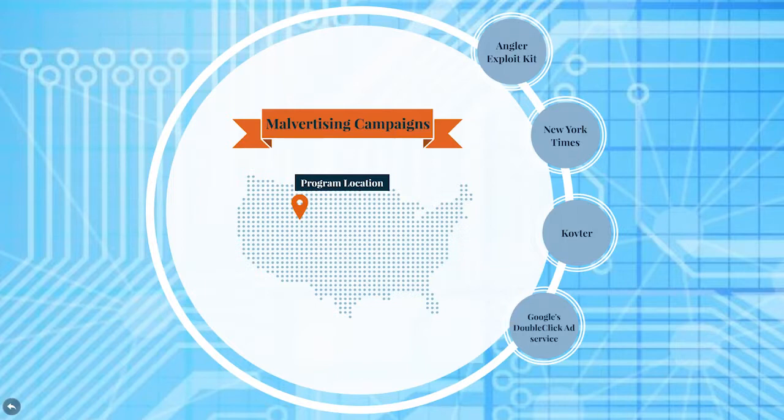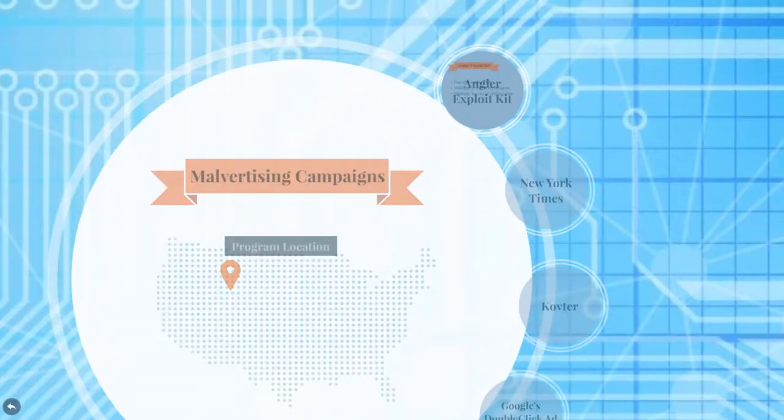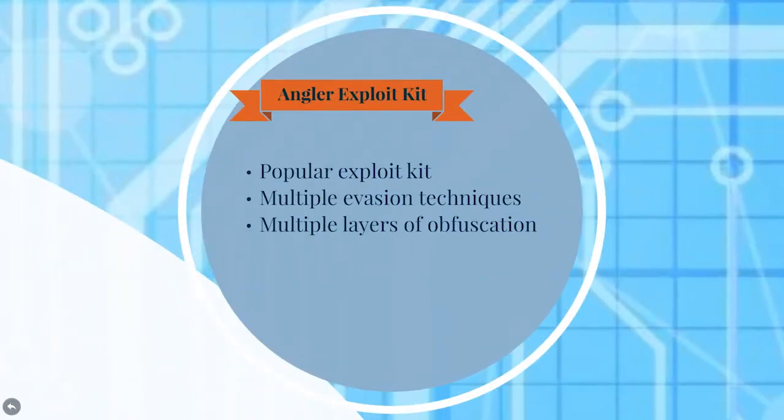The evolution of malvertising tactics started off with exploiting weak advertisement management panels. Now, more sophisticated methods and deceptive techniques are utilized. One of the most popular exploit kits currently in use is the Angler Exploit Kit. This kit uses a number of evasion techniques that help avoid detection and contains multiple layers of obfuscation, hiding the code that executes, making analysis very difficult for security experts.